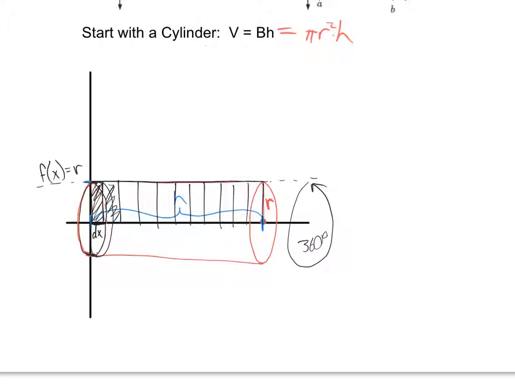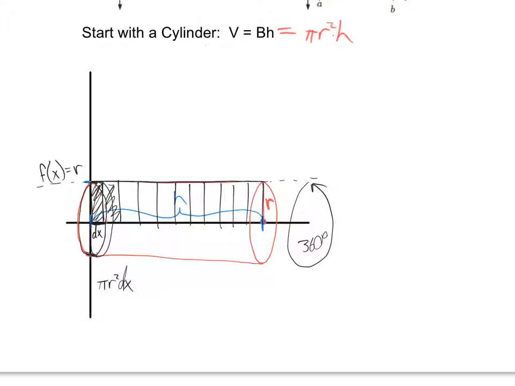its radius would still be r, and the area of the base would be pi r squared. But then I would need to multiply, sorry, I have too many r's in there. I would have pi r squared, but then its width would be dx, right? So that would be the volume of one of those rectangles.